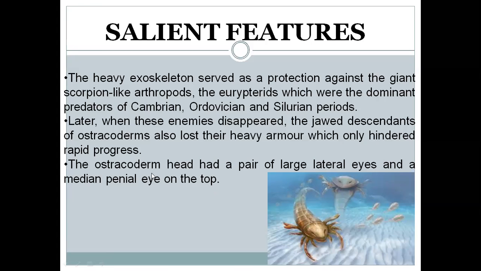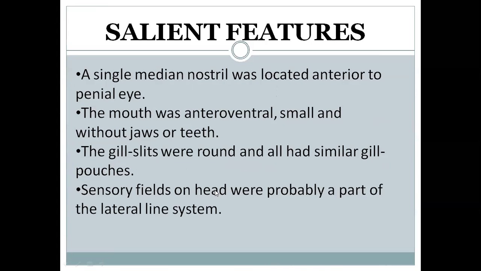And these ostracoderms used to have a big head. We have already discussed that. And on their head, they used to have a pair of large lateral eyes. So this is another special feature: the eyes were on the lateral sides. A median pineal eye was also there on the top of the head, and a single median nostril was located anterior to this pineal eye. Usually nostrils will be two in number, but here these organisms possess only a single median nostril.